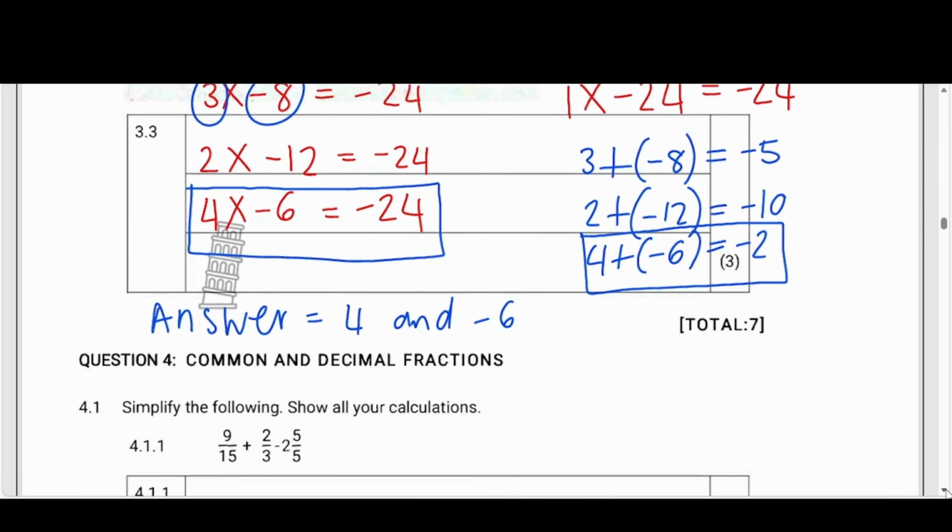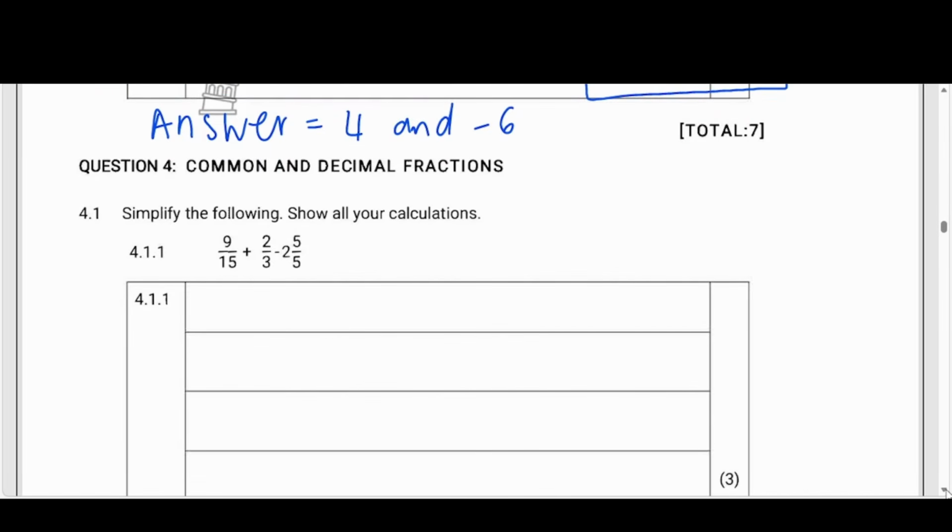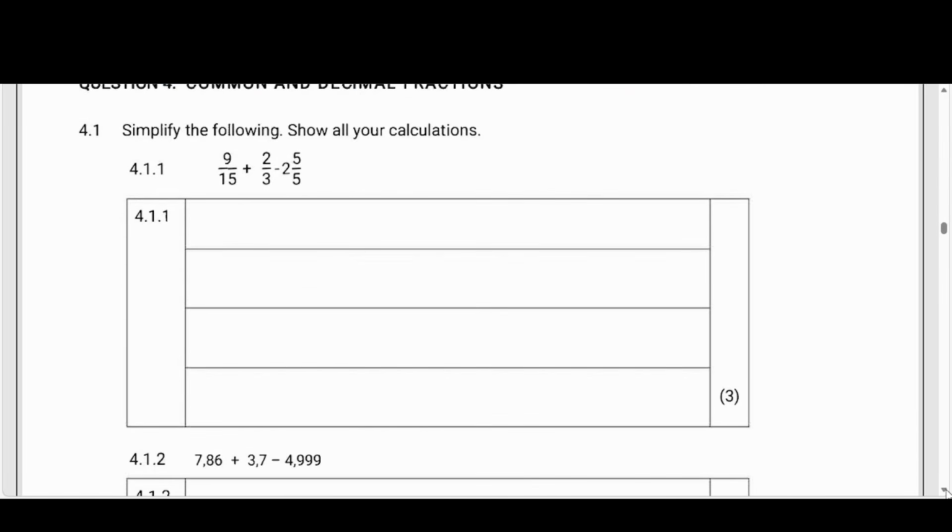Question 4. Common and decimal fractions. So simplify the following. Show all your calculations. Okay.